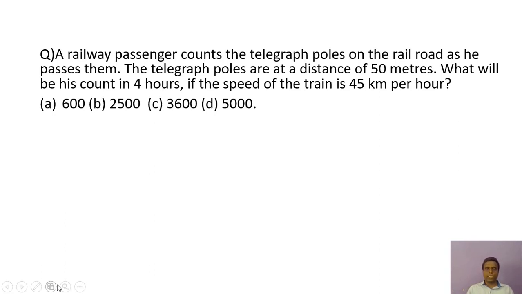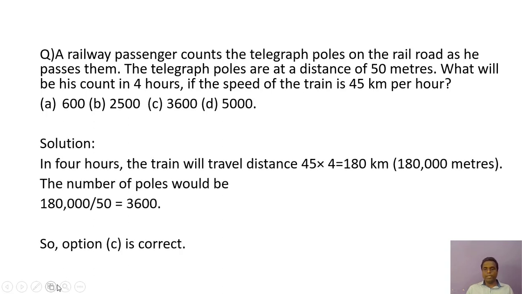A railway passenger counts the telegraph poles on the railroad as he passes them. The telegraph poles are at a distance of 15 meters. What will be his count in 4 hours if the speed of the train is 45 kilometers per hour? See, the speed of the train is 45 kilometers per hour. So in 4 hours, how much distance will be covered? 180 kilometers, right? So 180 kilometers is 1,80,000 meters distance, right?